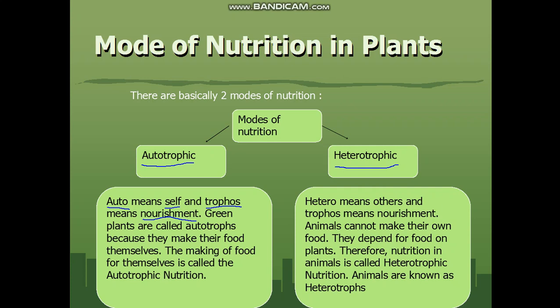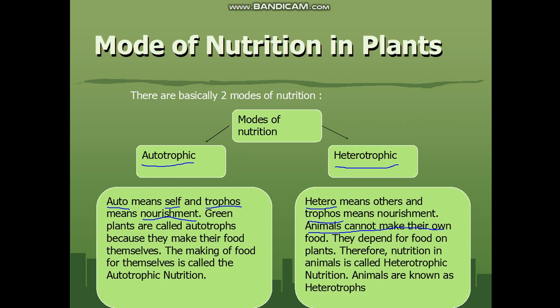Heterotrophs. Hetero means others and trophos means nourishment. So depending on others for nutrition is known as heterotrophic nutrition, in which animals cannot make their food by themselves. They depend on other organisms for food. Therefore, nutrition in animals is called heterotrophic nutrition. Animals are known as heterotrophs, even including humans and insects.